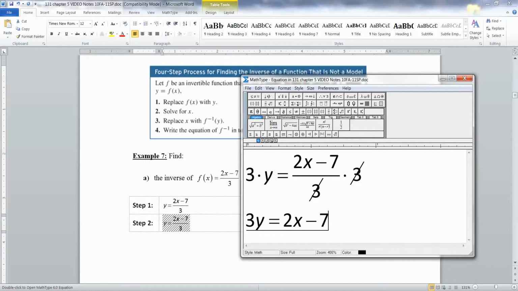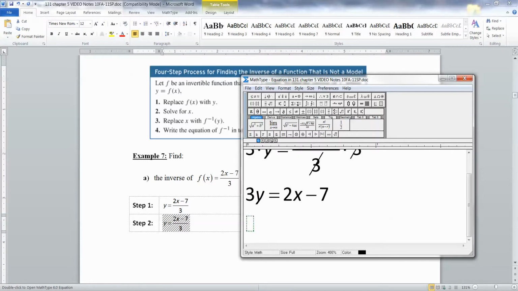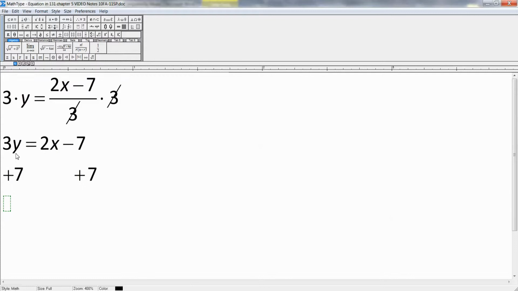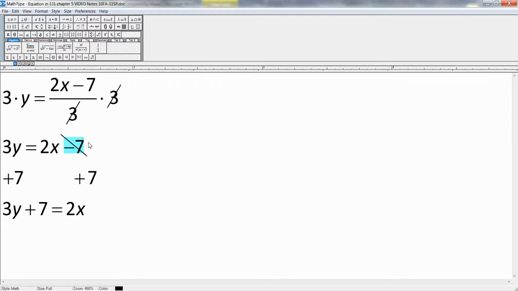All right, now you'll add 7 to both sides. 7 here, 7 over here. Now remember, these are not like terms. Oops, let me make it bigger so you can see. 3y and 7 are not like terms. So you just write 3y plus 7. There we go, equals 2x. And again, these went away because negative 7 plus 7 is 0.